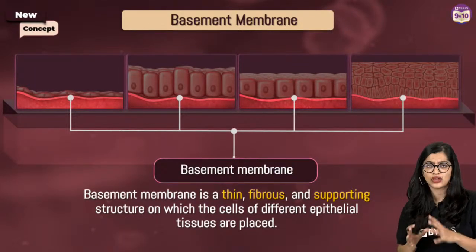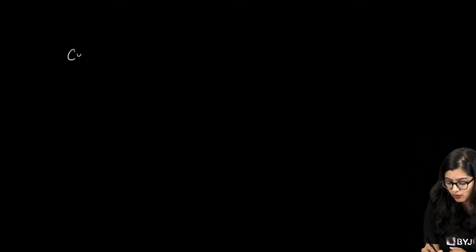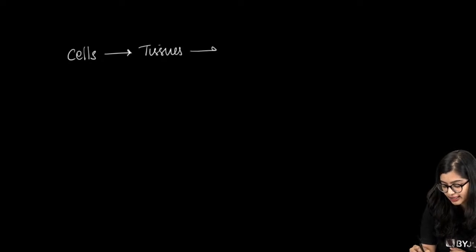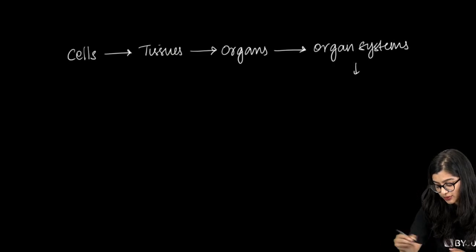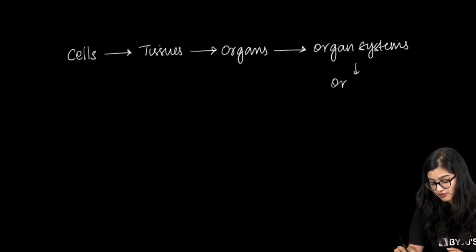So basically, going back a little further on what we know, cells form tissues. Different types of tissues go ahead and form organs. Various organs form organ systems. And last but not the least, different organ systems come together to form an organism.